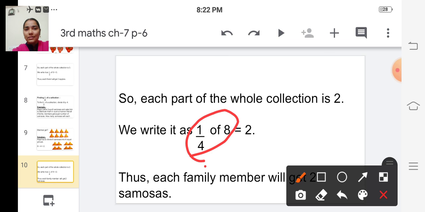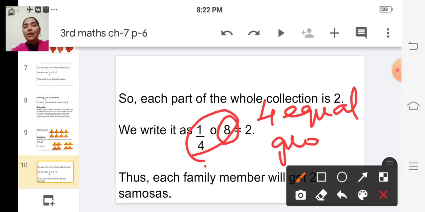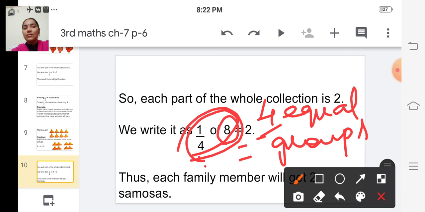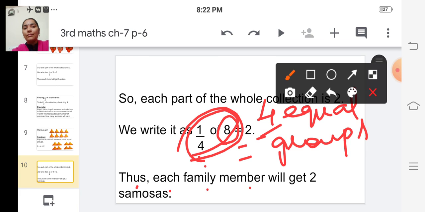1/4 of 8 because we have divided this 8 into 4 equal groups. Isn't it? 4 equal groups. So we can write it as 1/4 of 8 which is equal to 2. 8 by 4 is 2. Thus, each family member will get 2 samosas. This is answer 2.